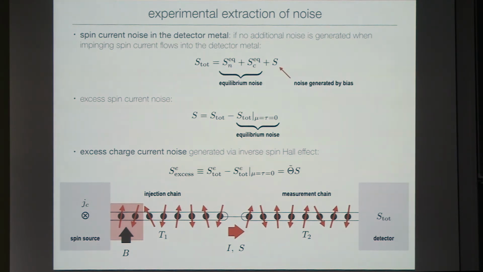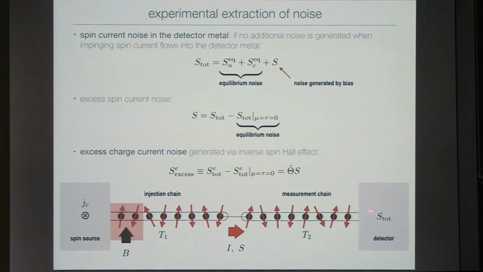Okay, so one last thing. How do we experimentally try to extract noise? So let's come back to this setup where we have coupled quantum spin chains, and let's see what's the noise here. So let's first consider the spin current noise just at this point right of the spin chain where the spin just gets injected. I'm going to make a rather violent assumption that for that spin current, no additional noise is created as it goes through. Namely, the detector is detecting exactly the spin current that's impinging here.